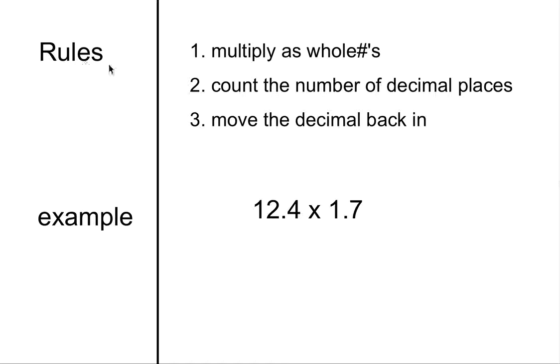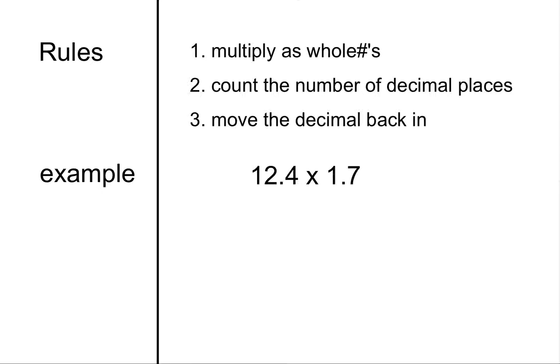So let's write down the rules. 1. Multiply as whole numbers. 2. Count the number of decimal places. 3. Move the decimal back in. So stop the video now if you need to get those rules written down. All right, so let's take a look.